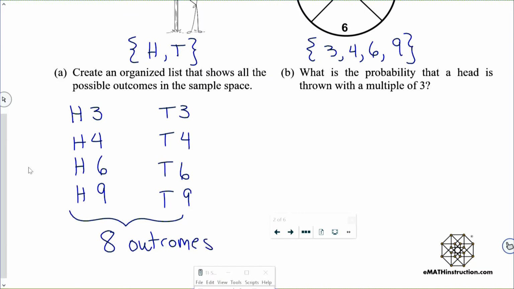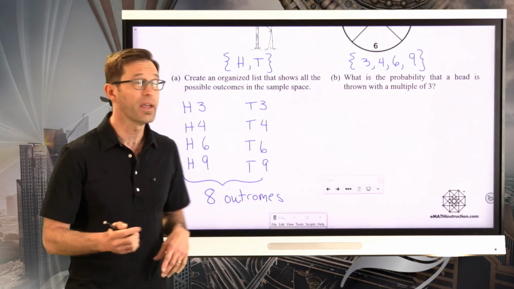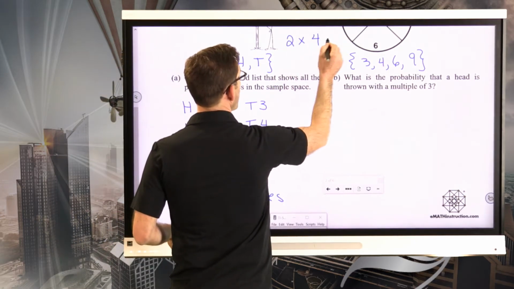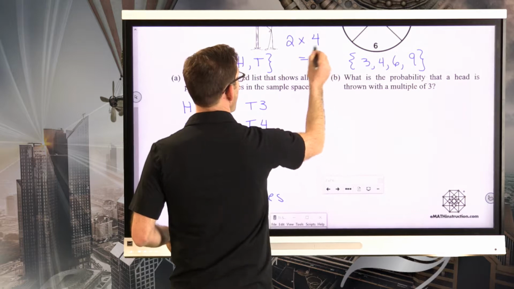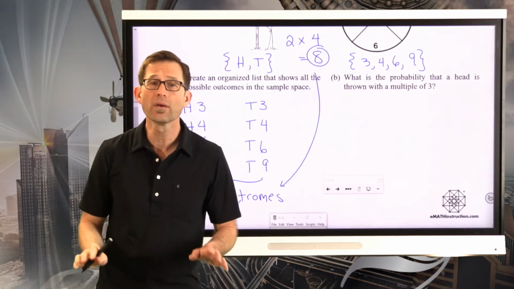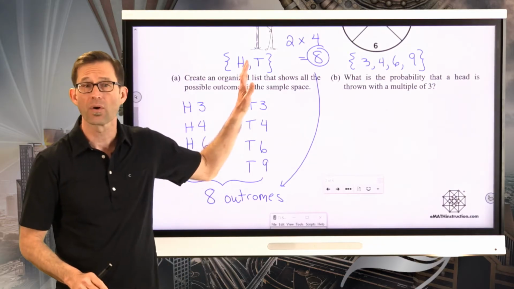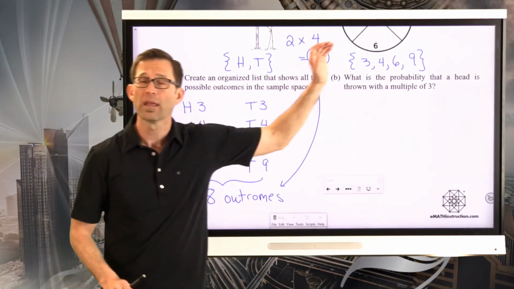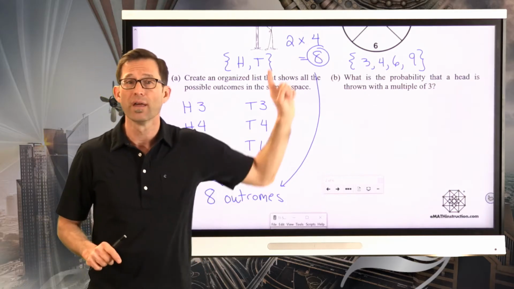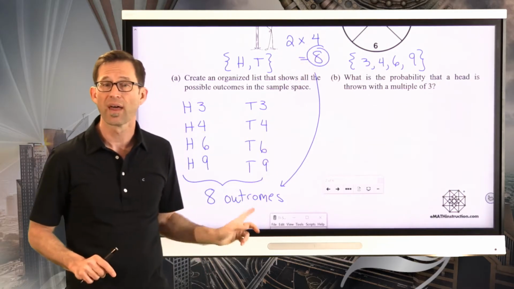The reason that I have a total of 8 is because I have 2 here, and I have 4 here, and then I multiply and I get 8. It's a really good check. If you know how many outcomes there are for one simple event, and how many outcomes there are for another simple event, then when you combine them in a compound event, you multiply those 2, and that will tell you the total number.